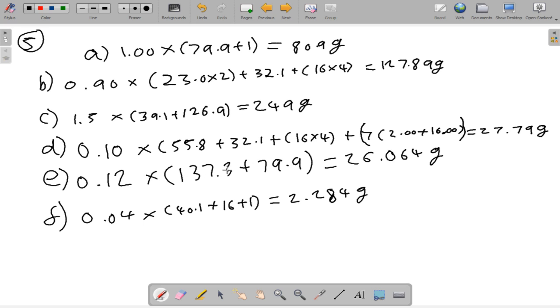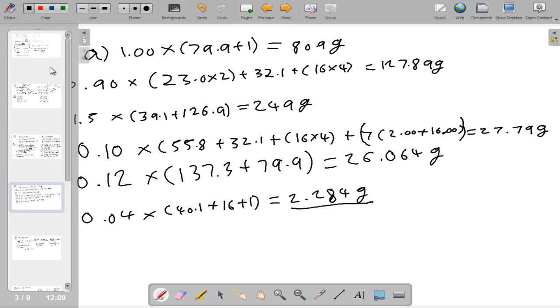0.12 times 137.3 plus 79.9, that gives us 26.064 grams. And 0.04 times 40.1 plus 17 again, which gives us 2.284 grams.